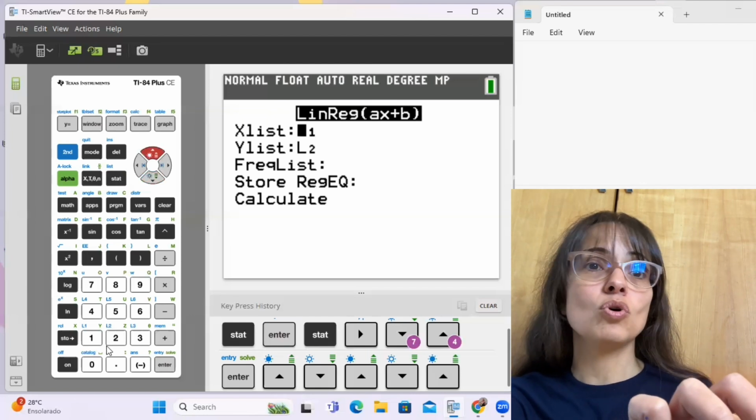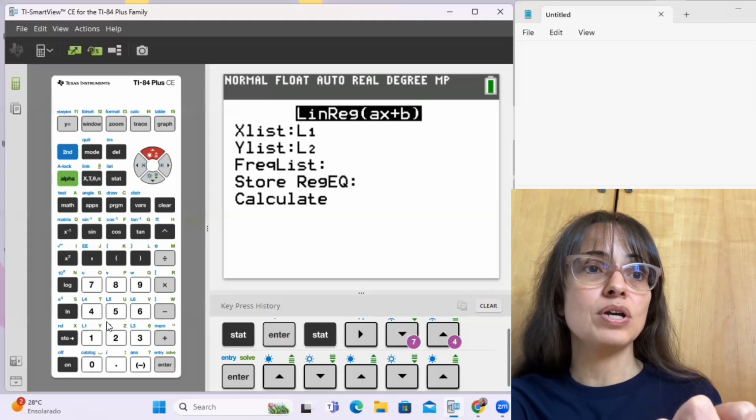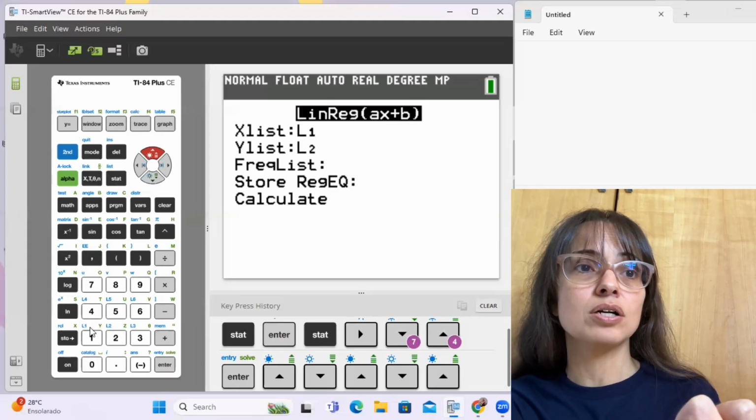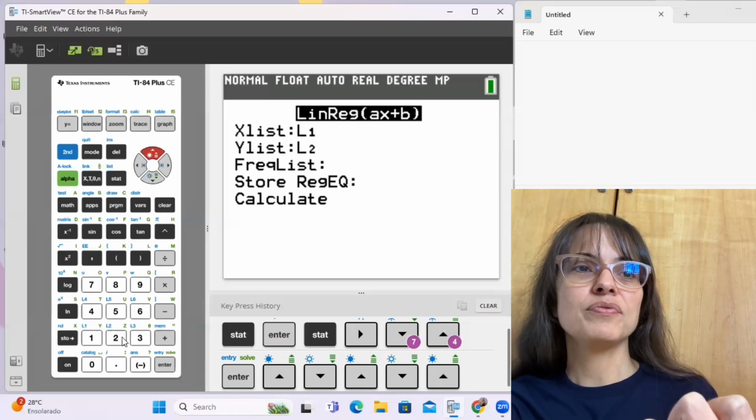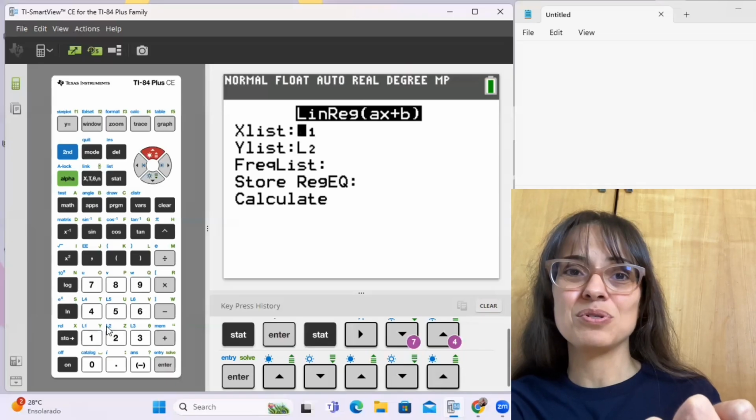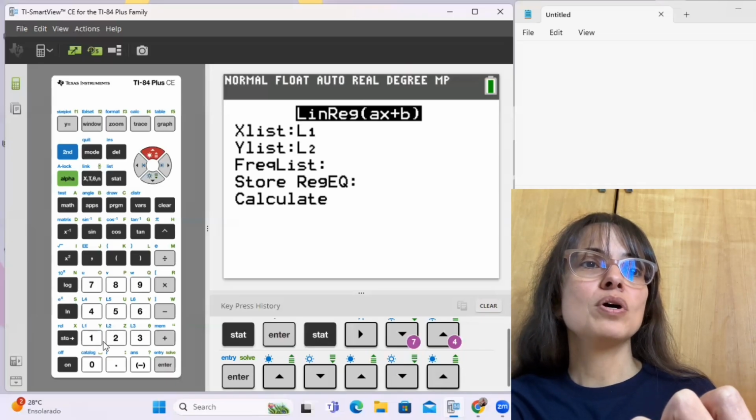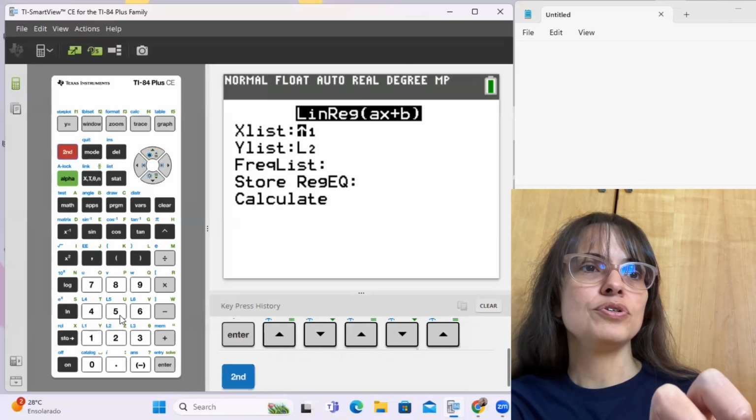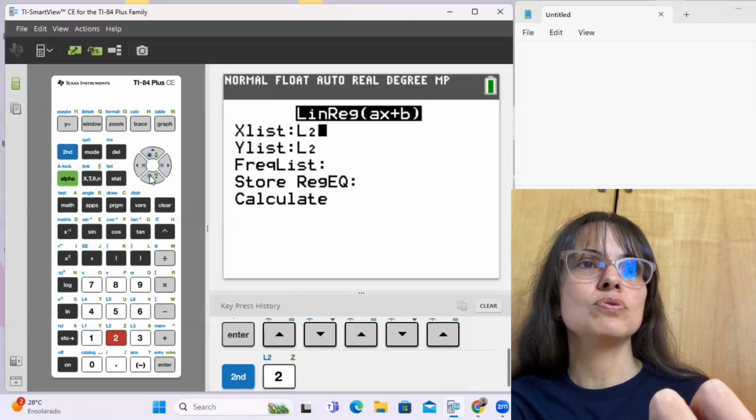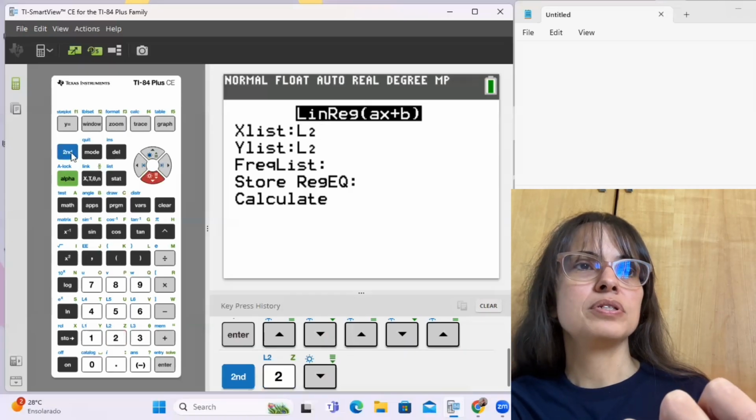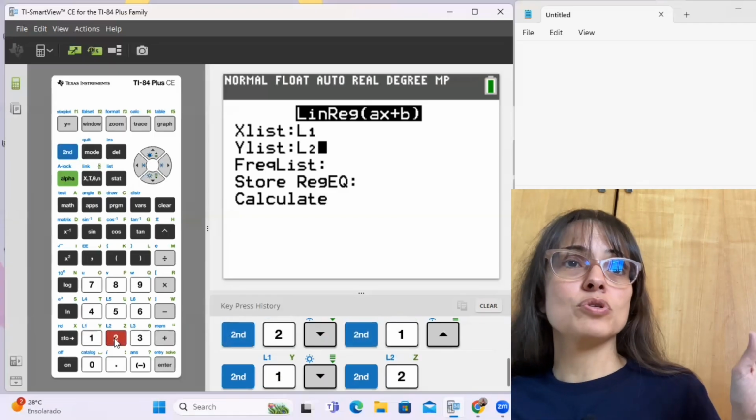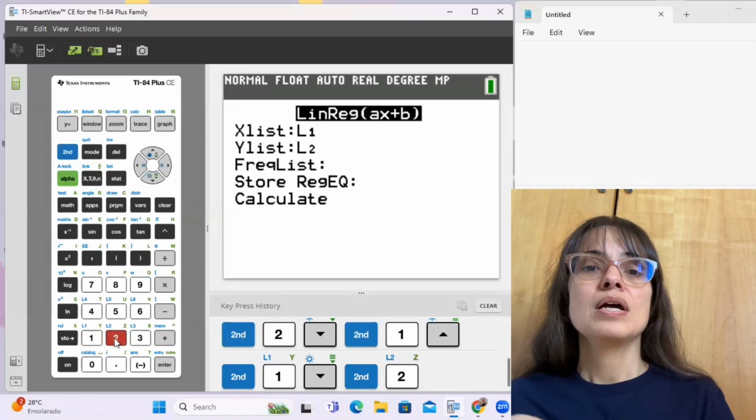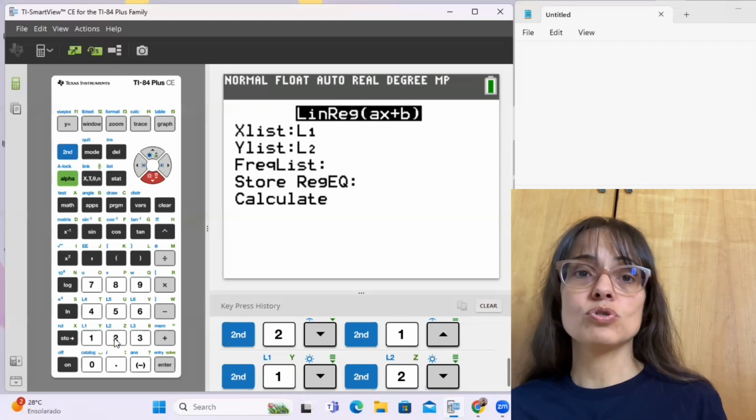And if you don't know how to change that, here is where the things are. The lists are above the numbers, okay? So above the button for the number 1, you have L1 in blue. Above the button for the number 2, you have L2, and so on. So if you wanted to put L2 here, you can just do second and L2, and then go to the other one and put second L1. I don't really want to do this for this example though, so I've just switched them back to L1 and L2.